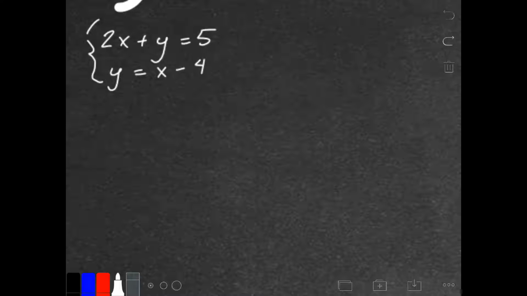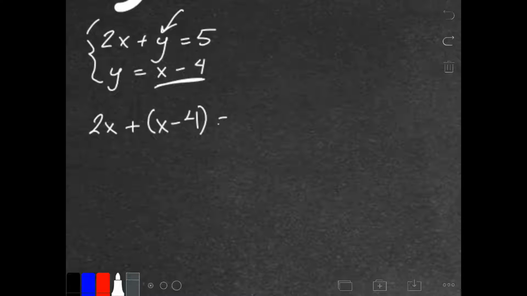There we do. So we can take the expression x minus 4, and we can substitute it into the first equation for y. So what will that look like? That's going to look like 2x plus (x minus 4) equals 5. Now, the plus is outside of the parentheses, so that's like distributing a positive 1. That's not going to change anything in the parentheses. So I'm still going to have plus x, and I'm still going to have minus 4.